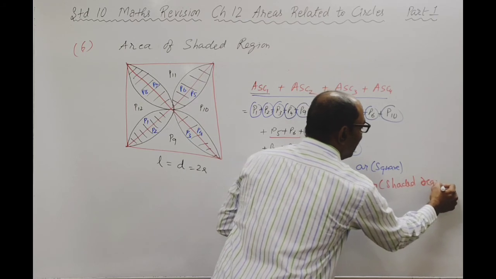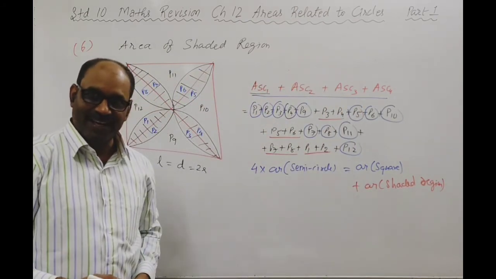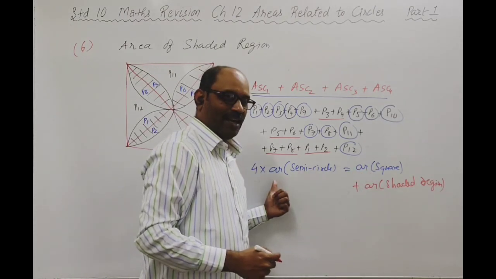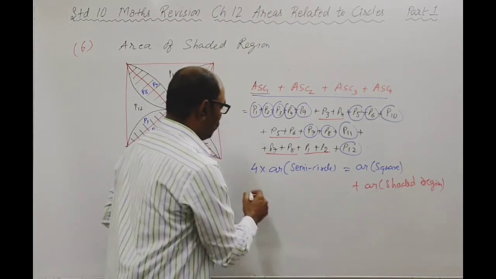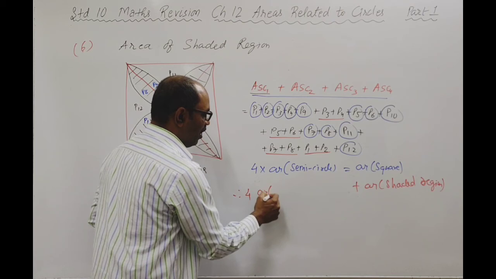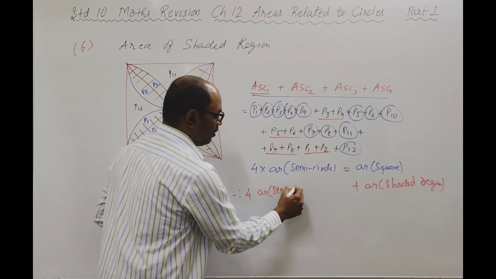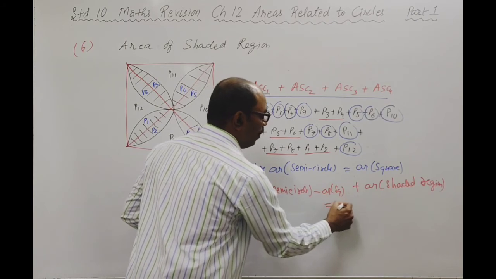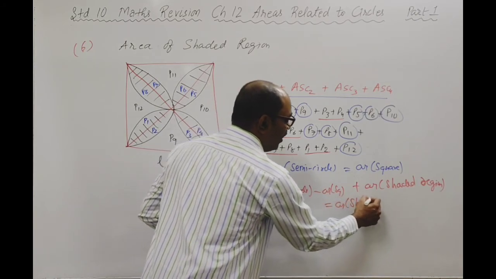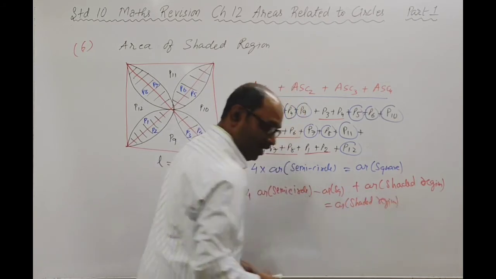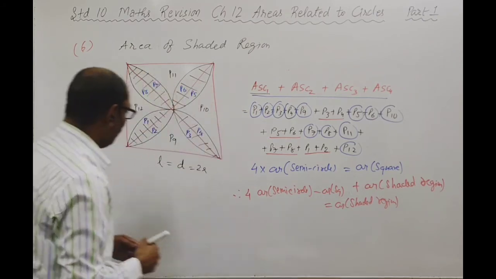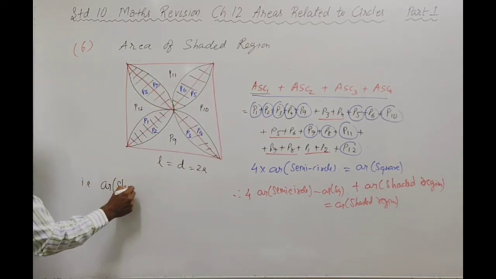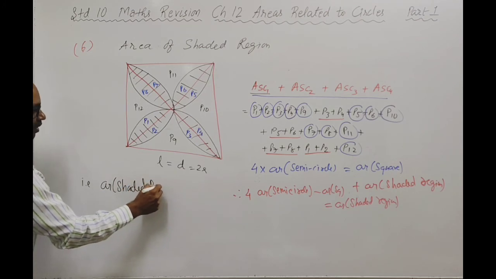Area of shaded region. But I want to find the area of the shaded region, so I am going to make it the subject of the formula. From the right side I am going to take the area of the square to the left side. So therefore, 4 times the area of a semicircle minus the area of the square is equal to the area of the shaded region. Area of shaded region, I'm going to write it here.